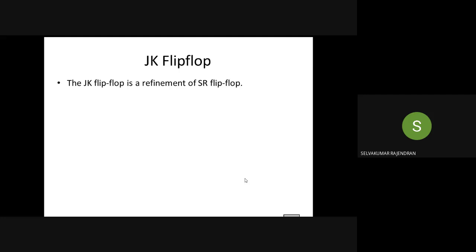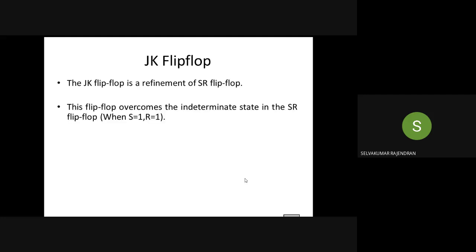Here we use a certain feedback mechanism: Q and Q bar both are fed back to the input NAND gates. As I said, this flip-flop overcomes the indeterminate state of the SR flip-flop. When S equal to 1, R equal to 1, the SR flip-flop produces an invalid output. To overcome that problem, we go for the JK flip-flop. But the operation of the JK flip-flop is similar to the SR flip-flop, the same as the SR flip-flop.